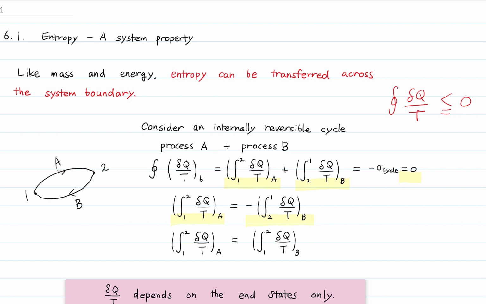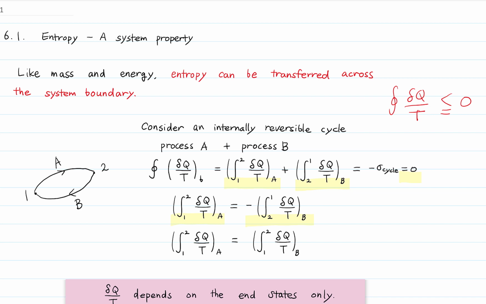This concludes that the integral of delta Q over T is always the same for any internally reversible path between the two states 1 and 2. So it is independent of the path. It is a function of the end states only. Something must change between the two states. It has to be a property since it is only dependent on the end state. And this is what Clausius found. There exists a new thermodynamic variable at the states, and we call it entropy.